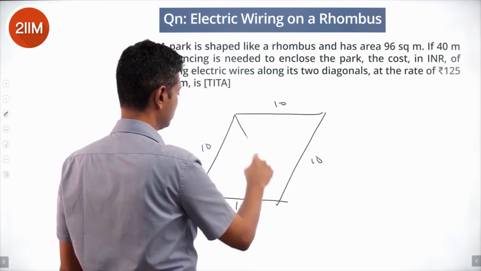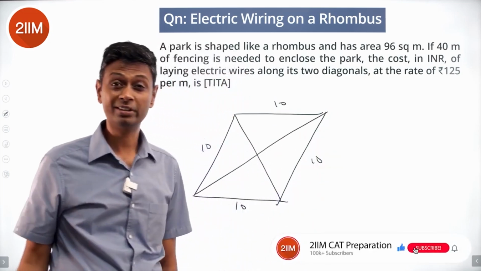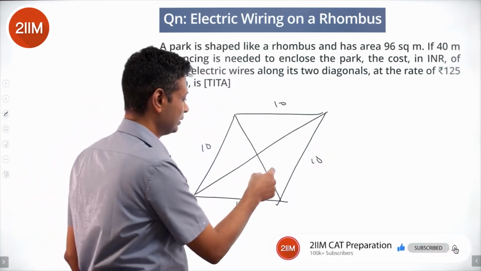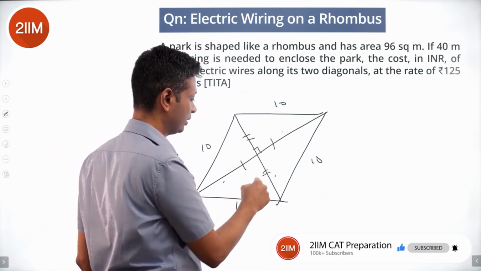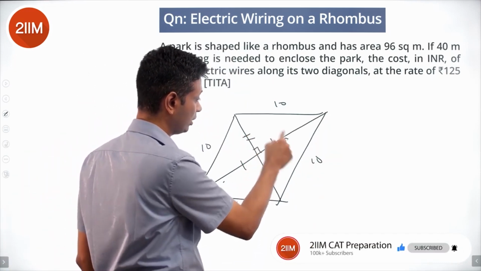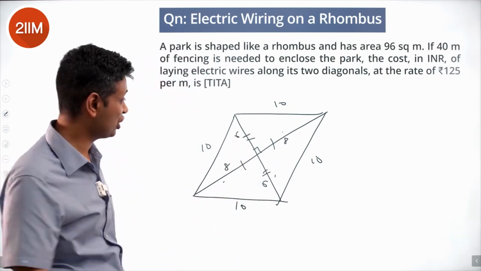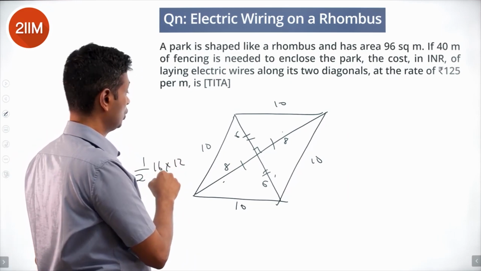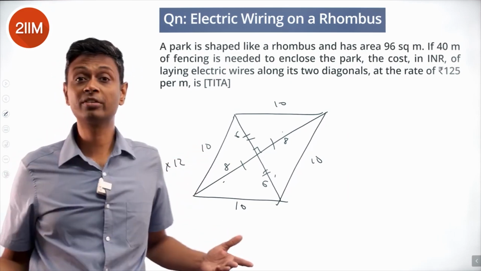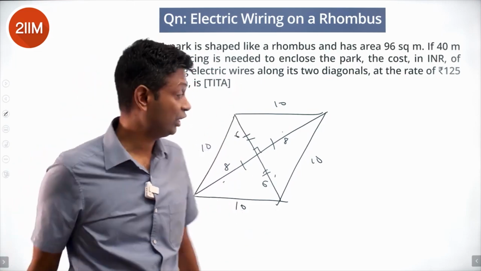The moment I see 10, I'm tempted to think about 6, 8, 10. 6, 8, because in a rhombus, the diagonals are perpendicular bisectors of each other. If this were 6, this would be 8. This would be 8, this would be 6. Area would be half into 16 into 12, product of the diagonals, which is 8 into 12, 96, that works. So the moment I have hypotenuse 10, I'm thinking 6, 8, 10. Luckily enough, 6, 8, 10 works.